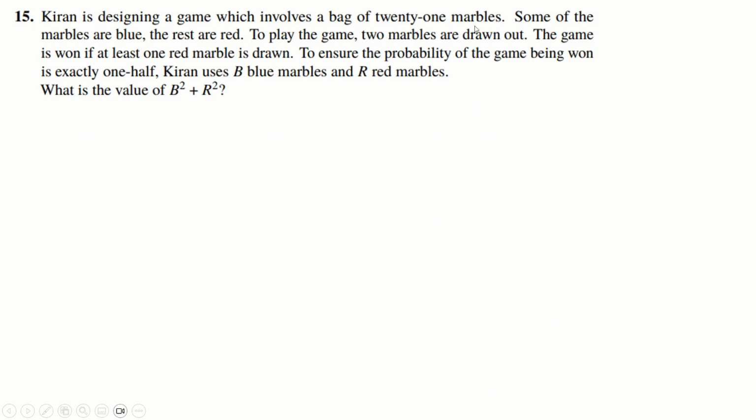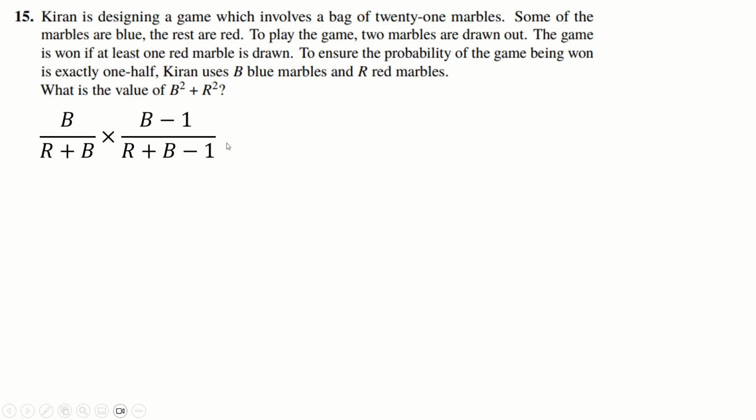We have 21 marbles, some blue, some red. And basically, someone wins if at least one red marble is drawn. And apparently the probability of winning is equal to the probability of losing. So that means that I changed the language here. Basically, you lose if you get 2 blues. The probability of getting 2 blues is this. You take a blue out of the total red and blues, and then you have to take another blue, and there's 1 less blue to take over the total where there's 1 less.